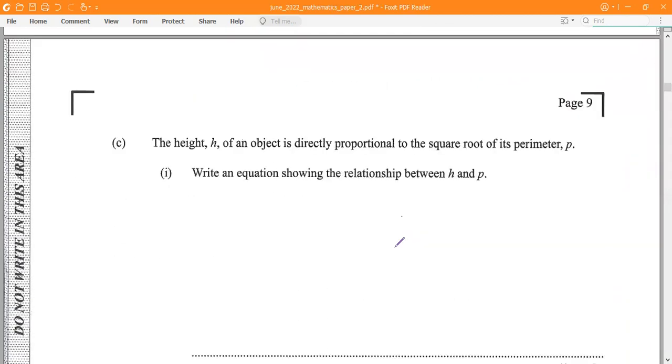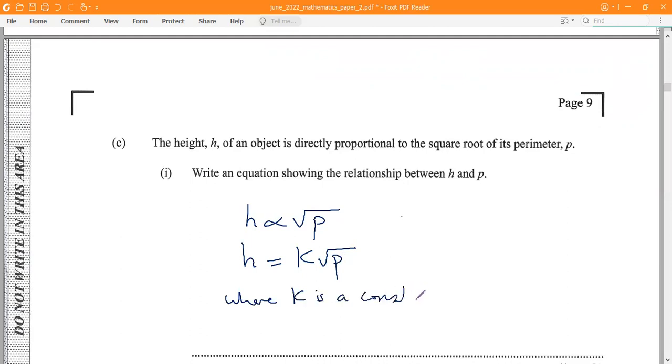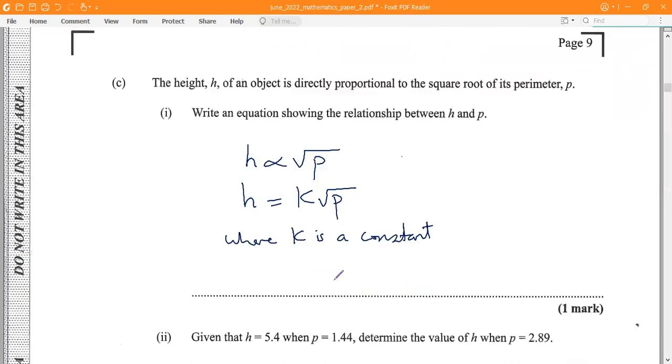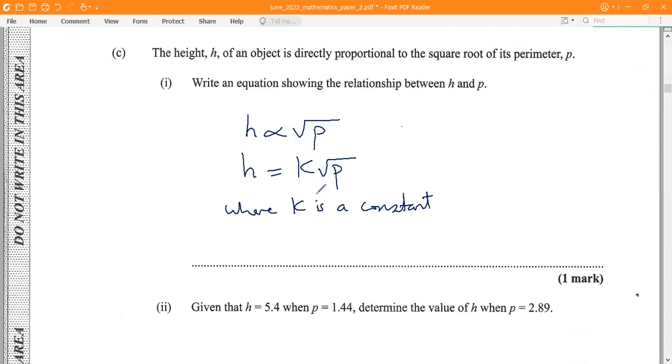Moving along, the height h of our object is directly proportional to the square root of its perimeter. This is how we write it. And as an equation, we can write it as k square root p. So h is equal to k square root p, where k is a constant. There are variables and there are constants, and k is an unknown constant. That's the answer. H is equal to k times square root of p.